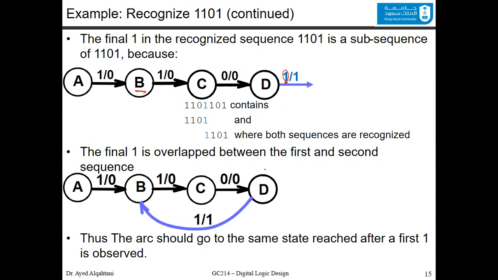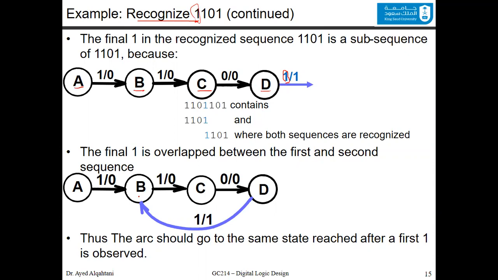I will define them again. State A means that you didn't receive anything yet. State B means that you received 1. State C means that you received 1 followed by 1. And state D means that you received 1 followed by 1 followed by 0. And since this arc has a 1, this means that you already received the first bit of the sequence, which is this one. And because of this, you will try to find the state that represents the same thing.